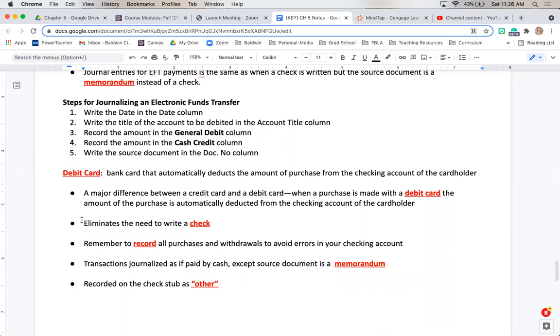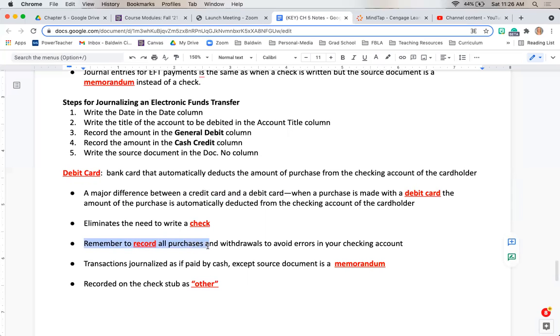Debit cards are fast and easy. Obviously, I'm sure some of you have a debit card. You can swipe it pretty quick. You don't have to sit there and fill a check out. You don't have to get your cash out and then get change back. The biggest problem is sometimes people don't remember to record those purchases or withdrawals.